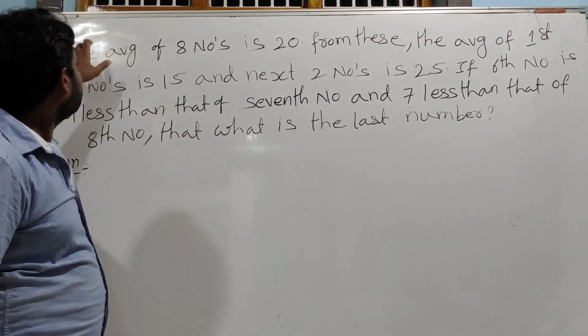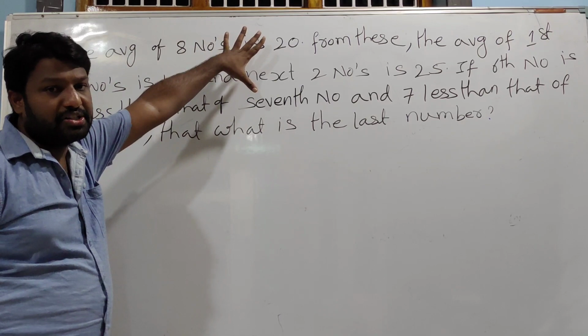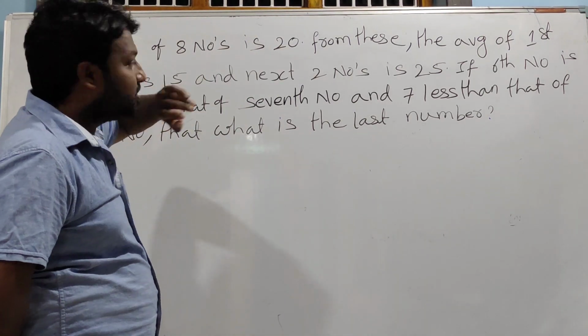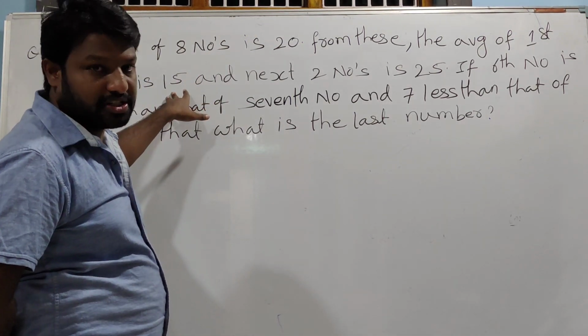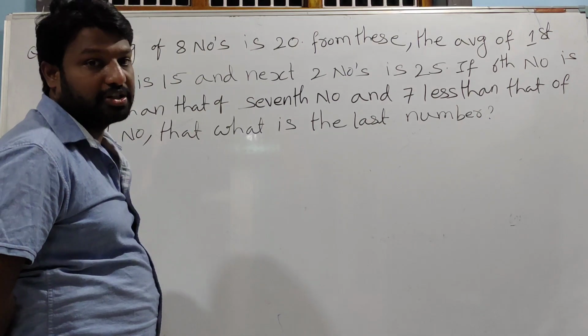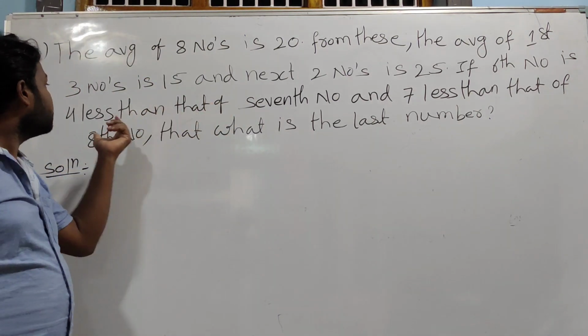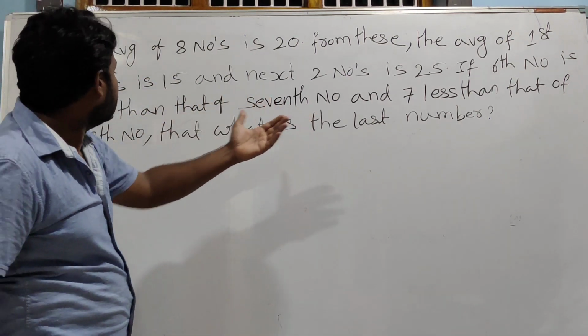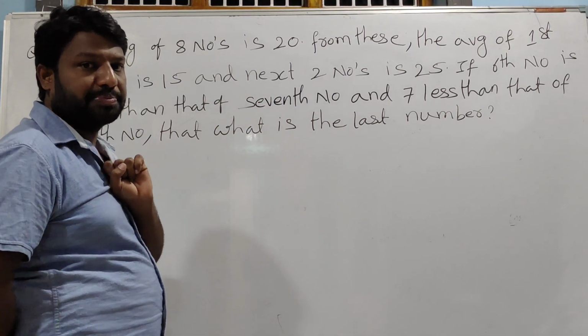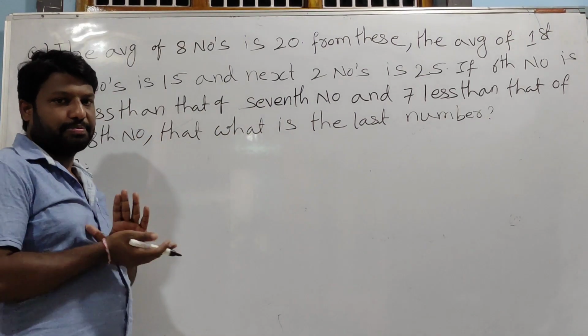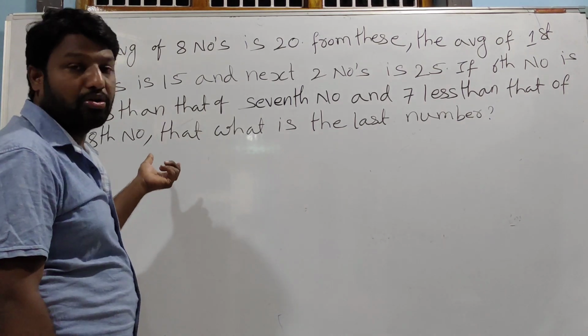Now they have given the 8 numbers average. Out of this they have given some conditions. The average of first 3 numbers is 15 and the next 2 numbers is 25, and some conditions related to 6th number, and then they ask to find what is the last number. Now I will explain this problem with the basic method. After that I will tell you how to write directly.